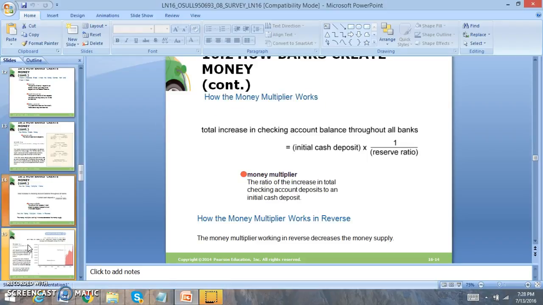Banks create money using the money multiplier. The money multiplier is a ratio that shows how we can calculate how much the banking system can create from one deposit. So if someone deposits $100 in the bank and the money multiplier is 10, it will go through the economy 10 times. So 100 times 10 will give us 1,000.